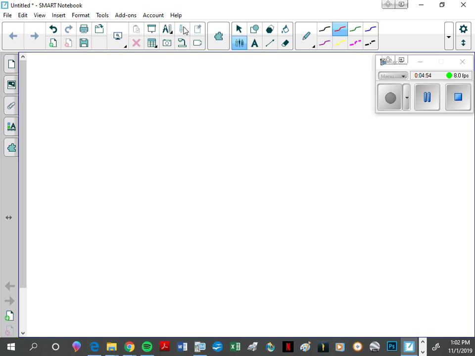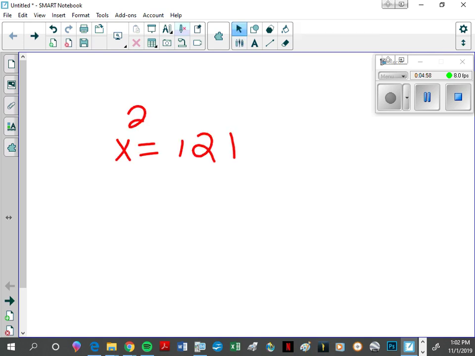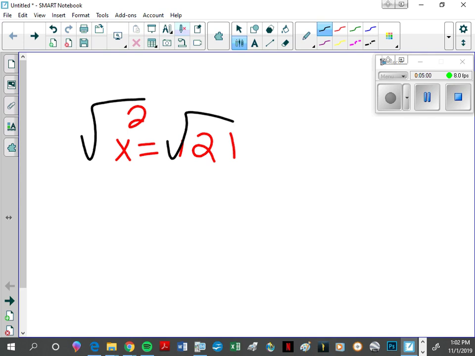negative. If I had x squared is equal to 121, then I undo the squared. And when this cancels that, I have to put plus or minus, and I get x equals plus or minus 11. Which means this equation has two solutions. Both 11 and negative 11 are appropriate answers.